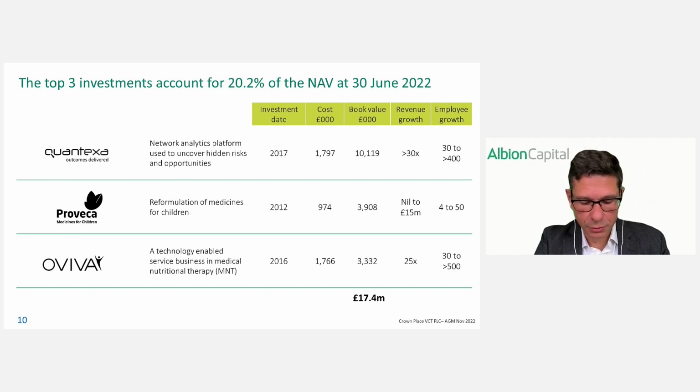A similar picture can be seen with Provica, which we backed early on in 2012. Just under 1 million invested by Crown Place VCT is now reflected as just under 4 million of value, and the company grew from no revenue at the time of investment to 15 million plus currently. A similar picture is seen in Oviva, which we backed in 2016. The investment has approximately doubled in size in terms of its valuation. Revenue has grown 25-fold, and the company now employs in excess of 500 people.